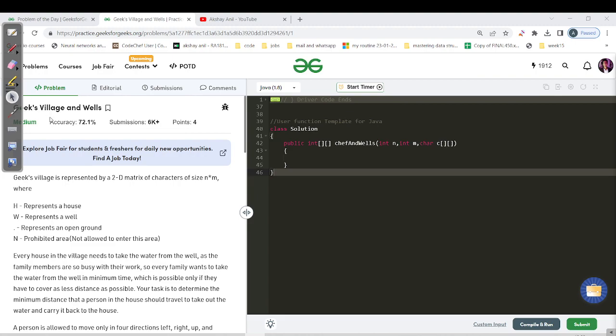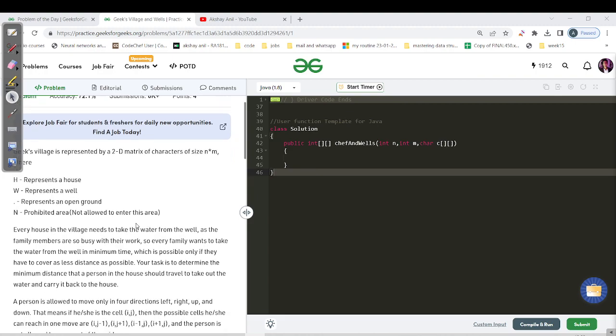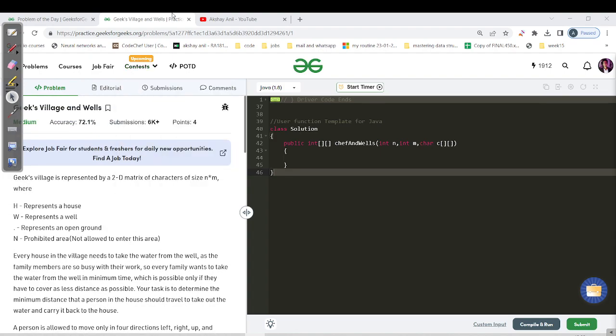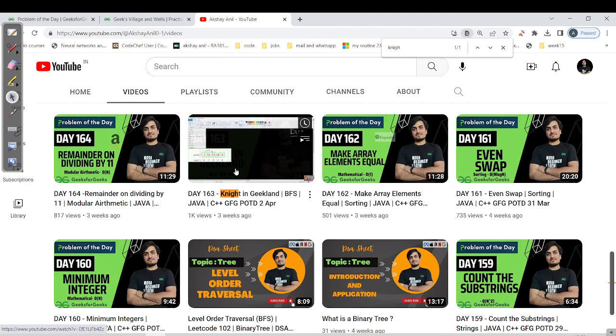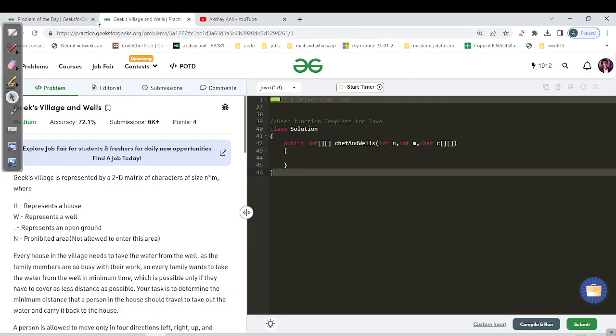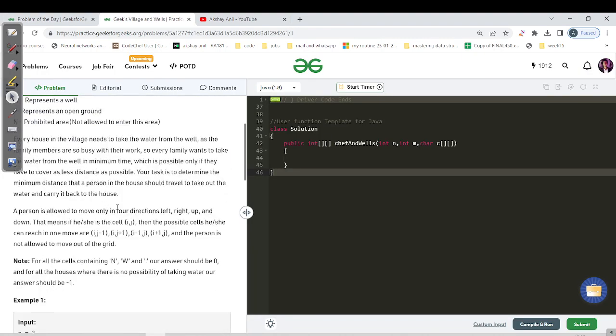Today's question name is Geek, Village and Wells. If you have read this question and are able to solve it, well and good. And if you have not read the question and are not able to solve it, then let me tell you that this question is exactly similar to the question we did in day 163, Knights in the Geekland, with the BFS technique, right? So again, we will do the same thing, because you can clearly see it's written that the person is allowed to move only in four directions: left, right, up and down.